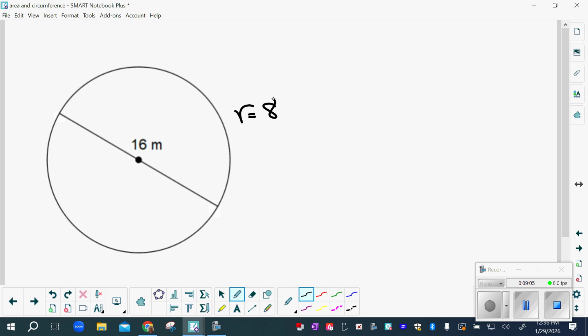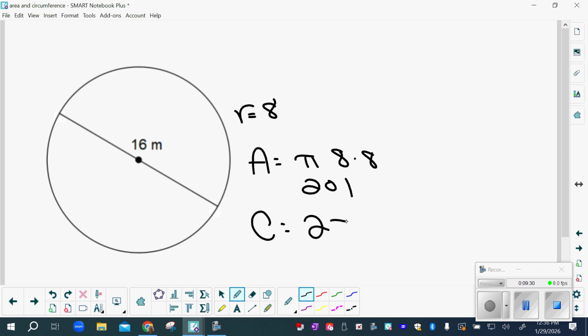Okay, so here I go. I got 201. I got 50.2. First one, area. I'm going to start here. Pi times 8 times 8. You know what? It's 8 squared. Using my little pi button, about 201. Love that for me. How about C? 2 pi r. My r is 8.